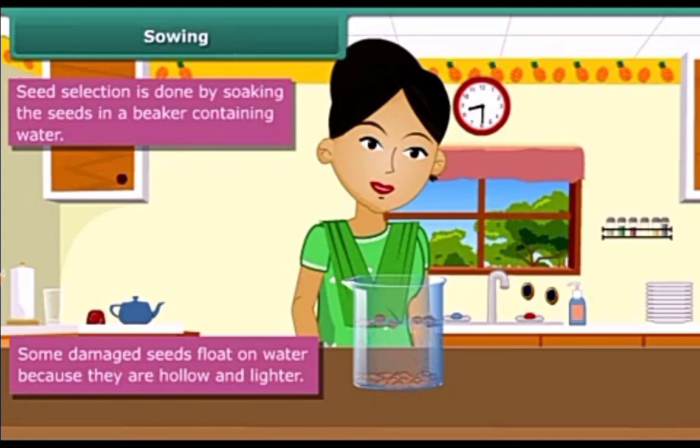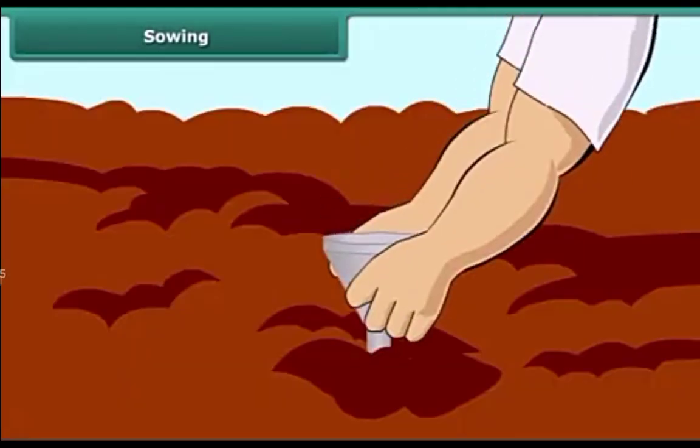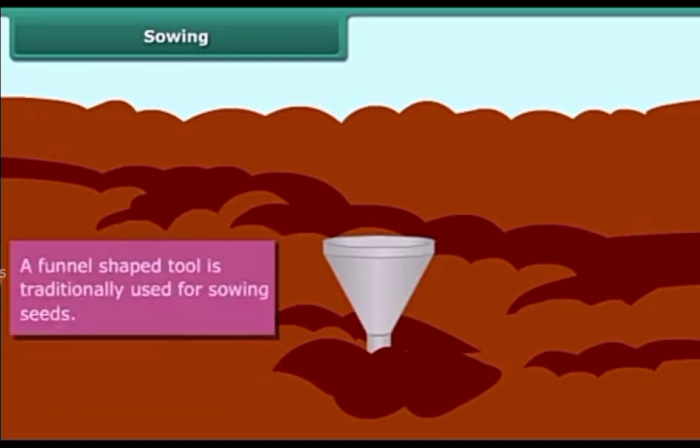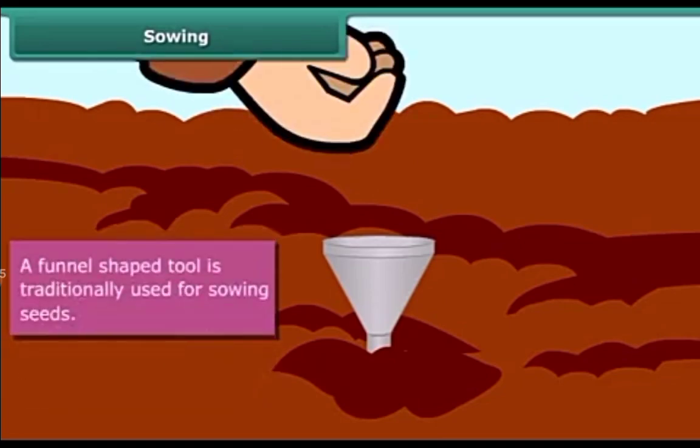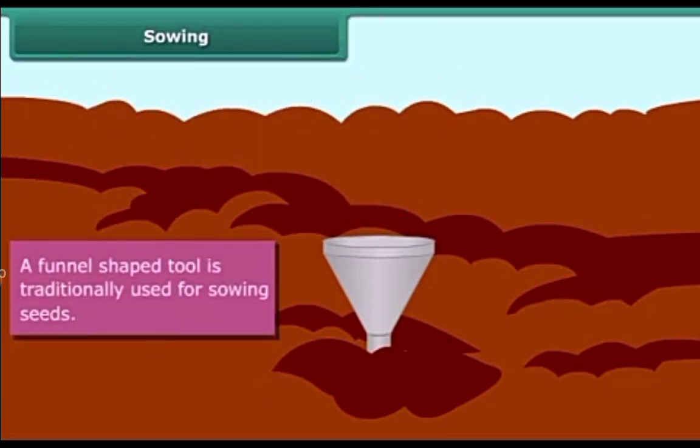Now let us see what are the tools used for sowing seeds. Look at this farmer. He has a funnel-shaped tool for sowing seeds. Observe them closely. What is he doing with this tool? Yes, he is filling seeds into the funnel and passing them down through the sharp ends of the pipe to get them seeded in the soil.